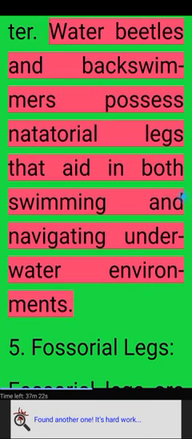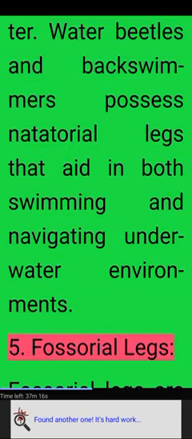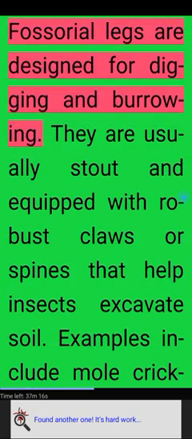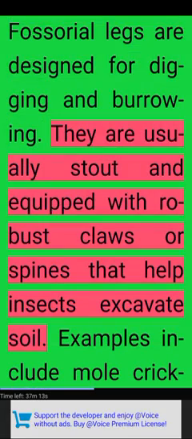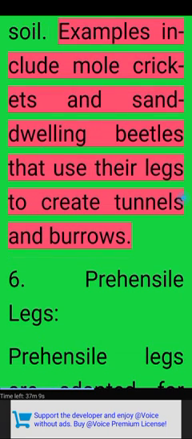Water beetles and backswimmers possess natatorial legs that aid in both swimming and navigating underwater environments. 5. Fossorial legs. Fossorial legs are designed for digging and burrowing. They are usually stout and equipped with robust claws or spines that help insects excavate soil. Examples include mole crickets and sand-dwelling beetles that use their legs to create tunnels and burrows.